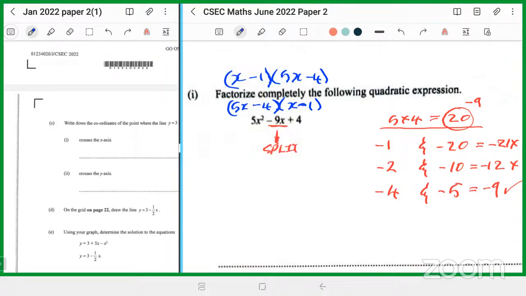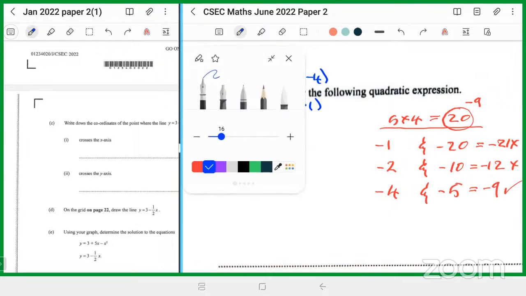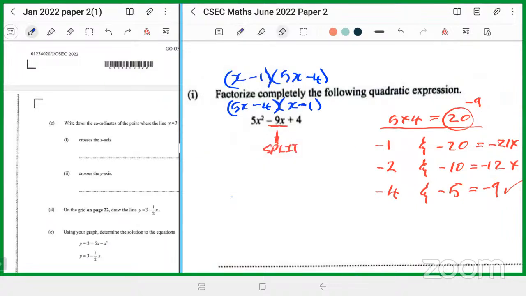Let's do it in purple. So this 5x squared comes back unchanged. Then the minus 9x, I'm splitting it into minus 5x and minus 4x. This tells you what you must split the minus 9x into. That's what it is all about. The reason I put the minus 5x before the minus 4x is because I want to set up a nice factorization with the 5x squared there.